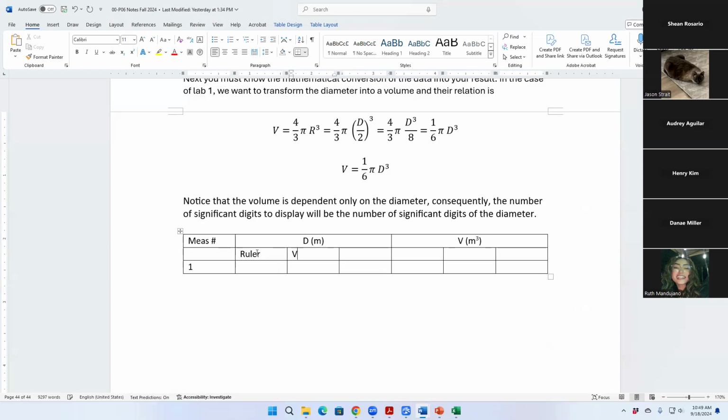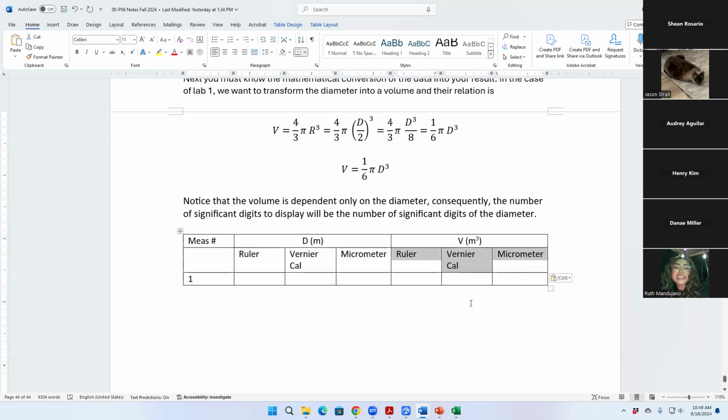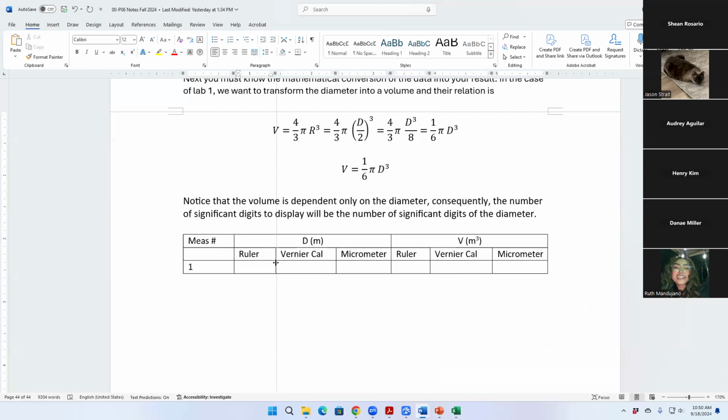You're going to have measurements for the vernier caliper, and you're going to have measurements for the micrometer. Okay? By the same token, you're going to have results for the volume. Okay, here you go. And I'm going to use exactly the values that I have been working with in the examples above.